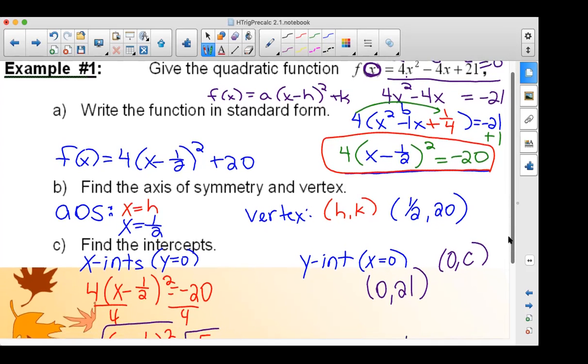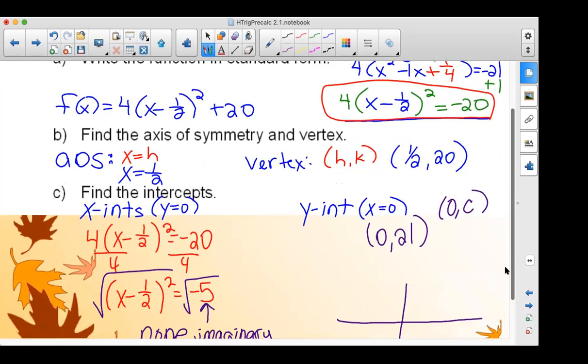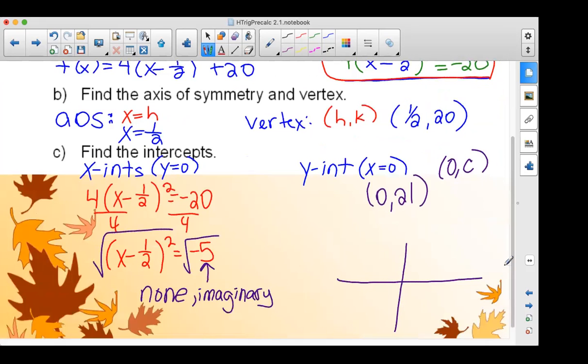All right, so I want you to think about one thing. If you were graphing this, we have our vertex at 1/2 and 20. So we'll say this is 1/2. This is not drawn to scale. Up there is 20. Why don't we have an x-intercept? Based off of the vertex, think about the graph. What's going to happen to the graph?